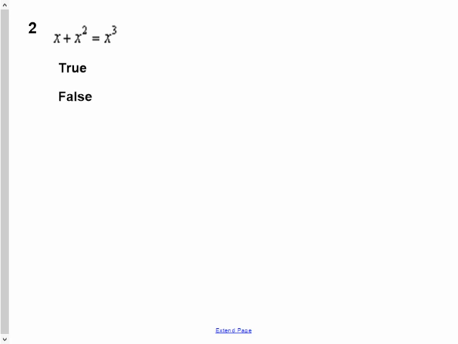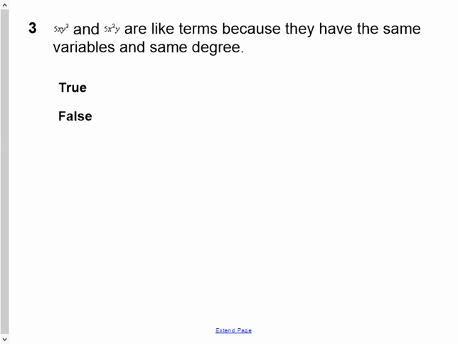Question 2, x plus x squared equals x cubed. Again, this is a false statement, and the reason why is because it goes back to chapter 2. You cannot gather like terms if they do not have the same base and exponent. So therefore, x plus x squared is still just x plus x squared. You can't gather or add those two terms together because they are not like terms.